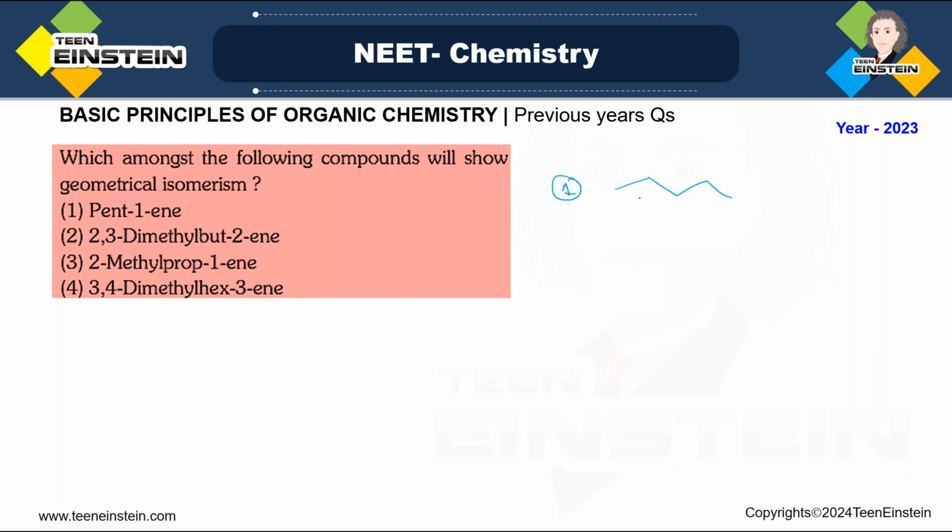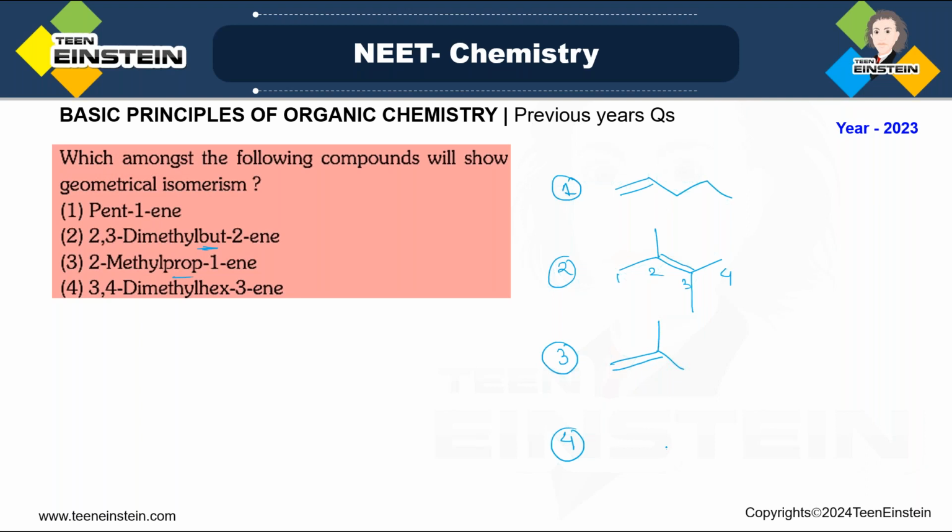So in the parent chain there will be a total of 5 carbons, and at the 1 position there will be a double bond. Now come to the second one, 2,3-dimethylbut-2-ene. But means total 4 carbons. At the 2 position and 3 position there are 2 methyl groups present, and at the 2 position there is also a double bond. Now come to the third molecule. It is prop, that means total 3 carbons. And at the 1 position we have a double bond. At the 2 position we have a methyl group.